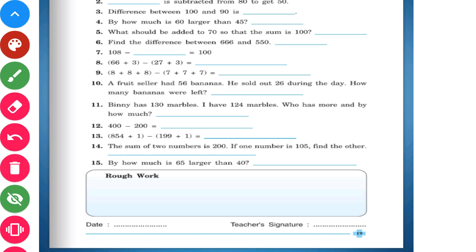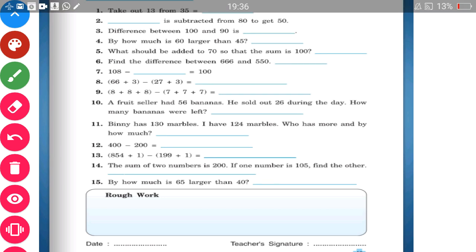Now question number 12. 400 minus 200. Very easy question. Do it yourself. 400 minus 200. Do this question yourself.